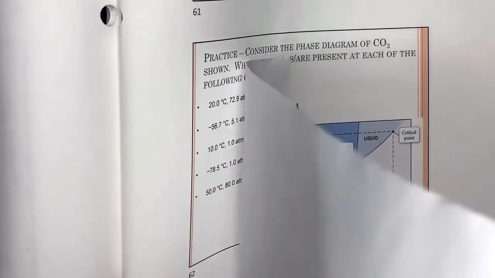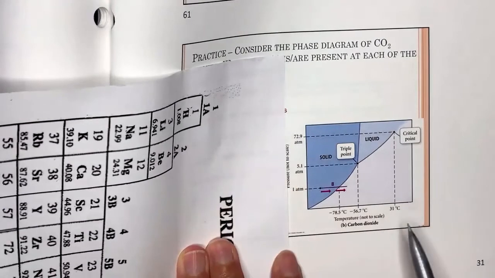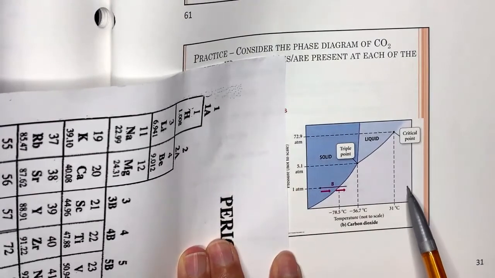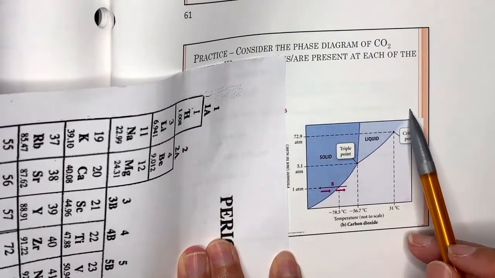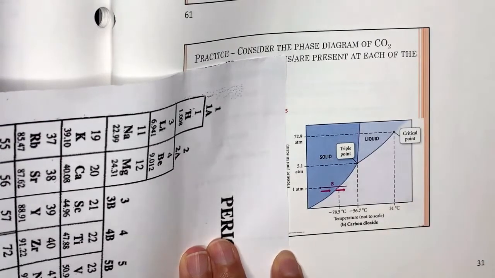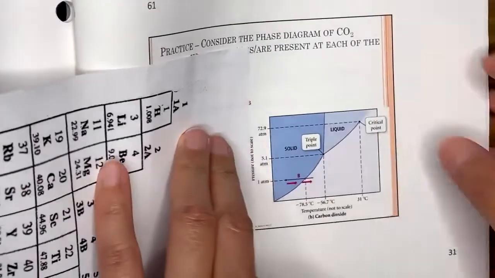Okay, the next one is 50 degrees Celsius, 80 atm. 50 degrees Celsius is somewhere here. 80 atm is all the way up here. That's where you find supercritical fluid. Okay, so that's for carbon dioxide.